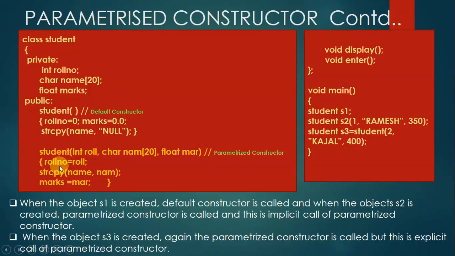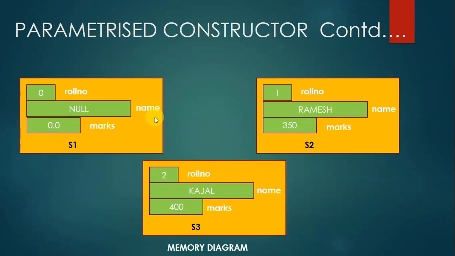So when I assign these values to the data members, roll number will take the value roll, which is 1. Name will take the value which is stored in name, and it is Ramesh, and marks will take the value which is stored in mar, and this is 350. Let us see the memory diagram of it. So if I see the memory diagram, this is my object S2. You can see in roll number 1 is stored, in name Ramesh is stored, and in marks 350 is stored. So as soon as I declare this object, the data members are assigned memory and these values will be stored. These are the initial values which I am giving to the data members of the object S2.